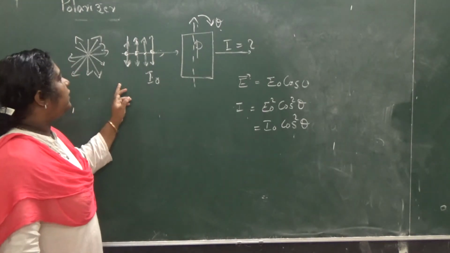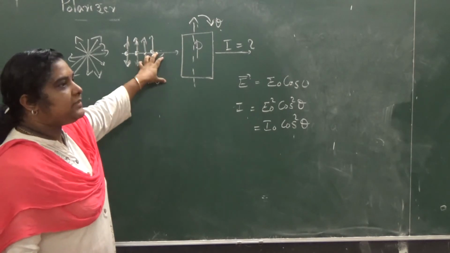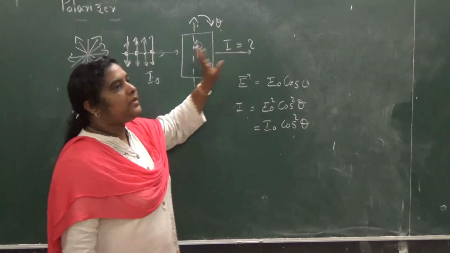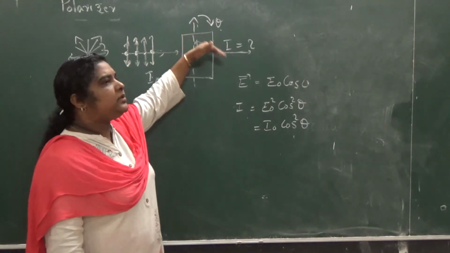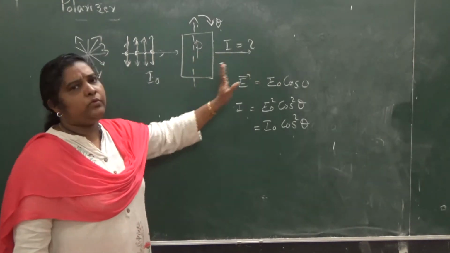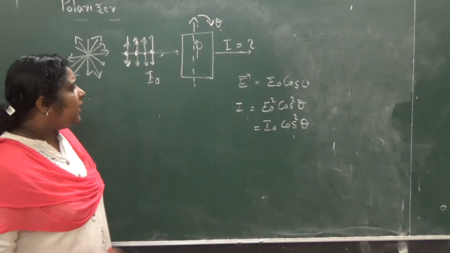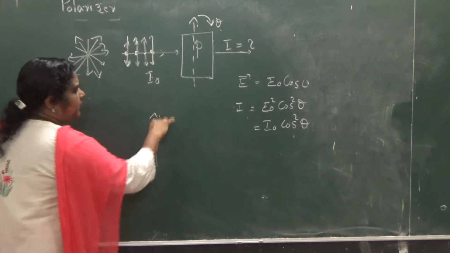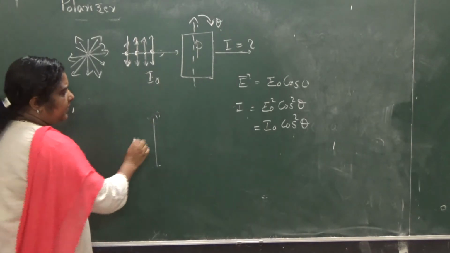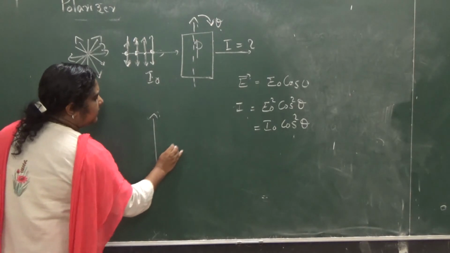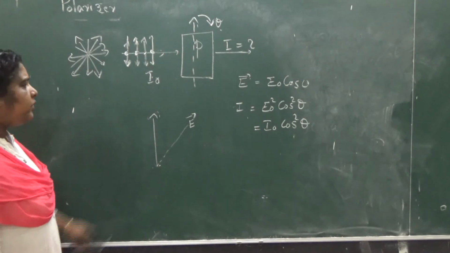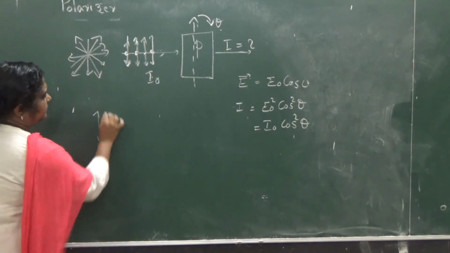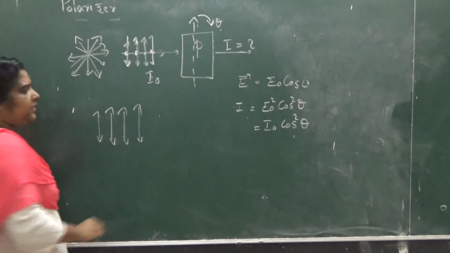So we have to find out the intensity of unpolarized light after passing through the polarizer. Suppose you are rotating this polarizer through angle theta; you can still find the intensity. According to Malus's law, this is the transmission axis of the polarizer, and the electric field vibration will be like this. This is our plane of vibration of the input light.